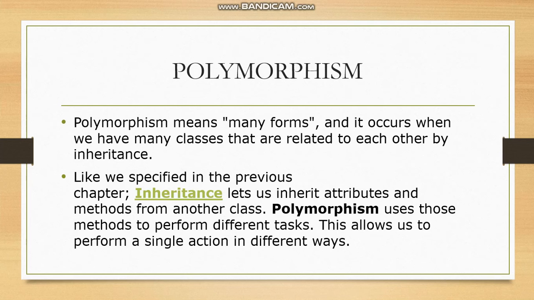Next is polymorphism. Polymorphism means many forms, and it occurs when we have many classes that are related to each other by inheritance. Like we specified in the previous chapter, inheritance lets us inherit attributes and methods from another class. Polymorphism uses those methods to perform different tasks. This allows us to perform a single action in different ways.